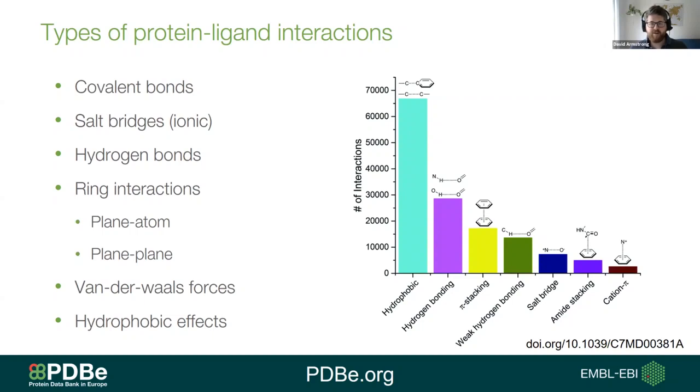The graph here on the right is from a publication which analysed the interactions that are found within PDBe entries between proteins and a subset of small molecule ligands. And you see that actually there's a large number of hydrophobic interactions, although these are much weaker. But all these different interactions are found between proteins and ligands in the PDBe and may be important for binding of these ligands to the binding sites.